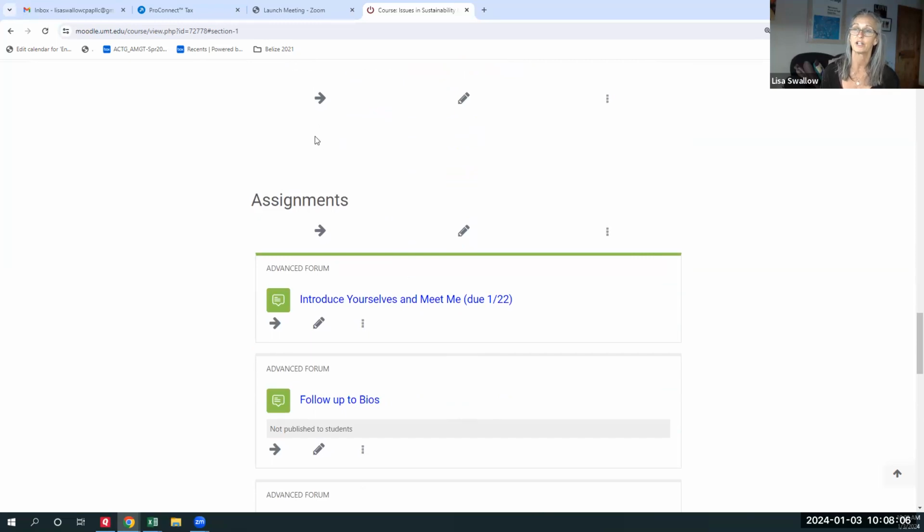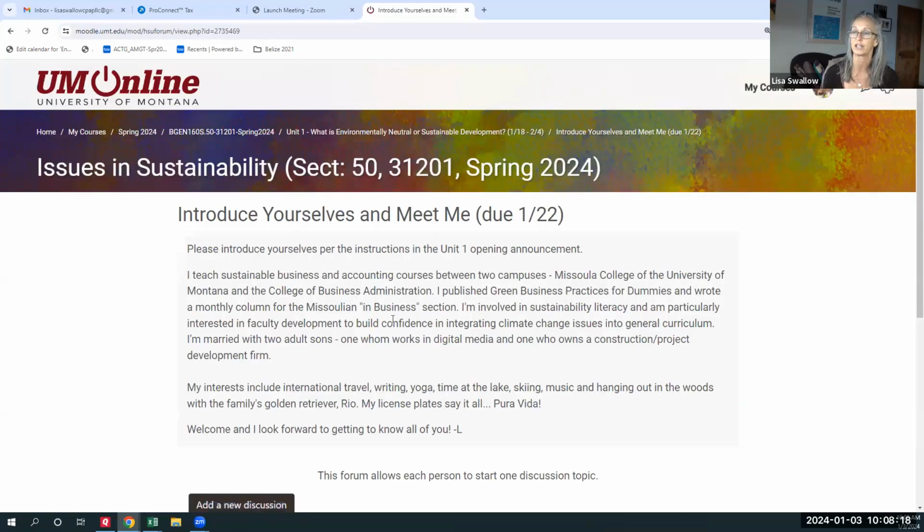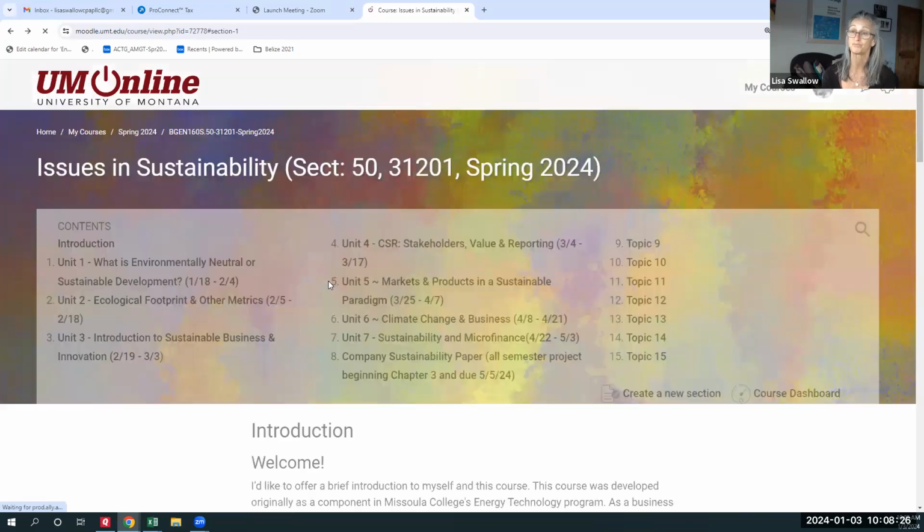And then here is where you're going to actually turn in your assignments. So here's the first little bio that you're giving me, to introduce yourselves and meet me. So you would go in here, I'd give you the prompt, and then you would add your discussion and respond to 2 other students.